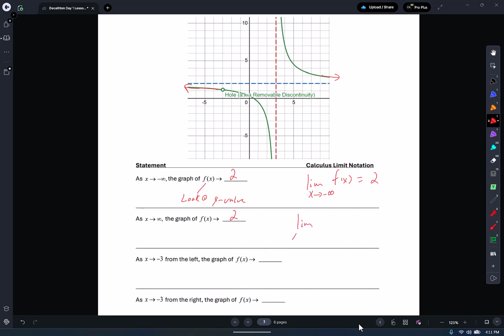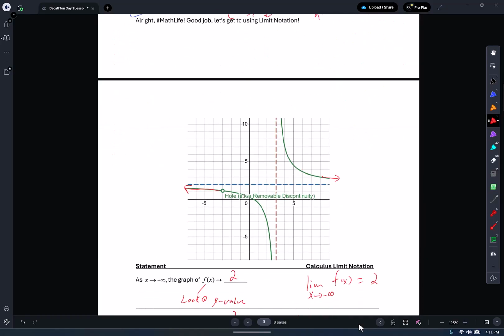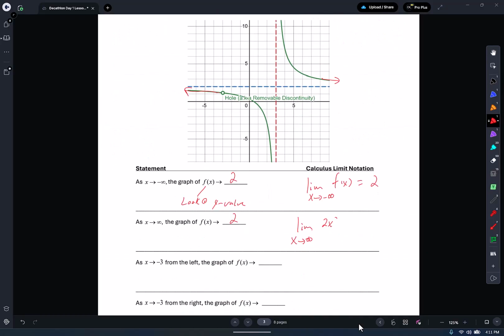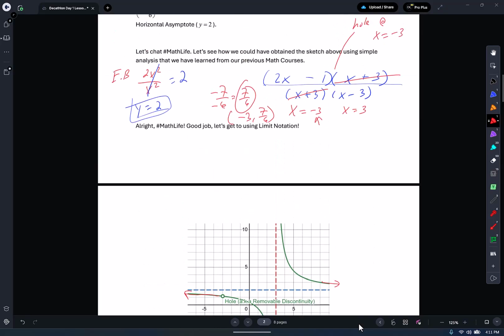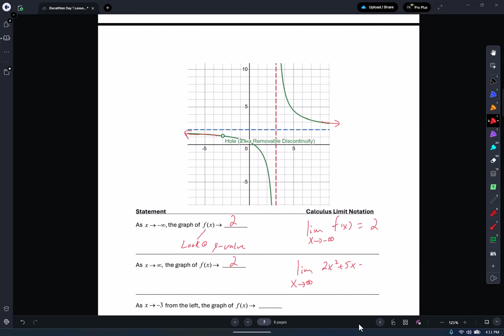Limit as x approaches infinity. And you don't have to say f of x. You can say the whole function: 2x squared plus 5x minus 3 over x squared minus 9 equals 2. Do you see how we did it?